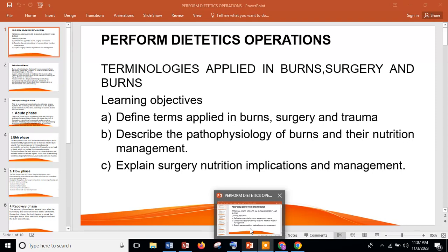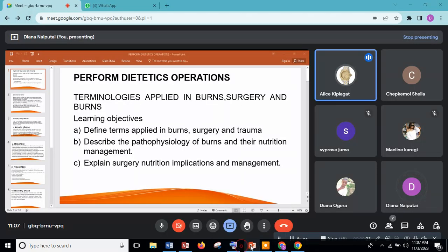But before we start, I'm going to call the register. Alice Kiplangat. Yeah, we are in the class. Chepkemoi Sheila. Endelea. Diana Ogera.